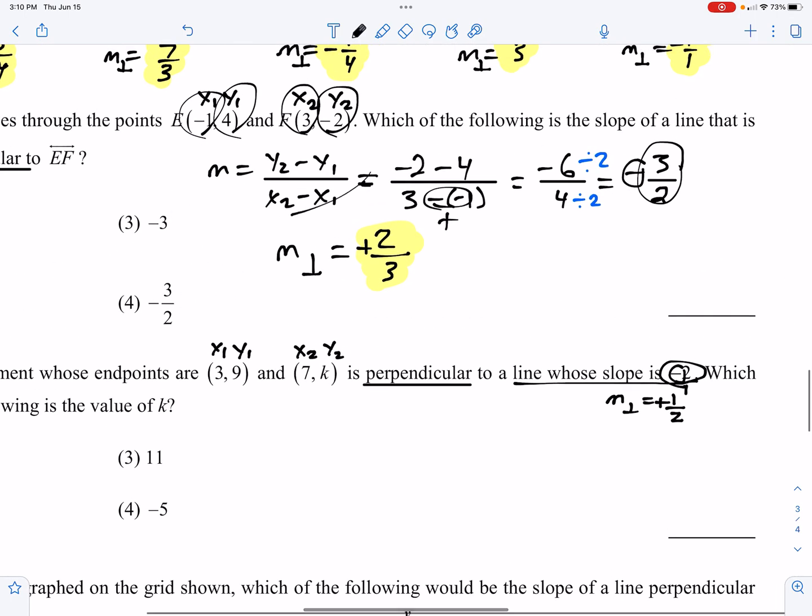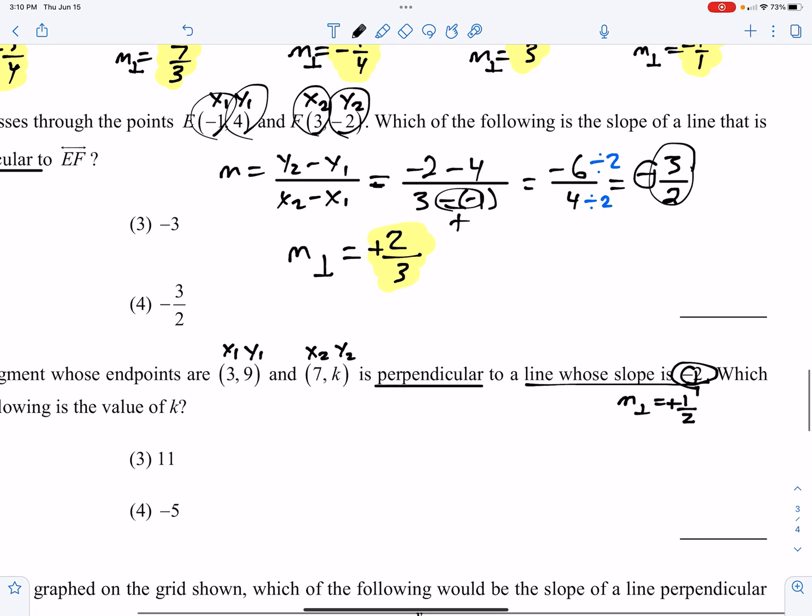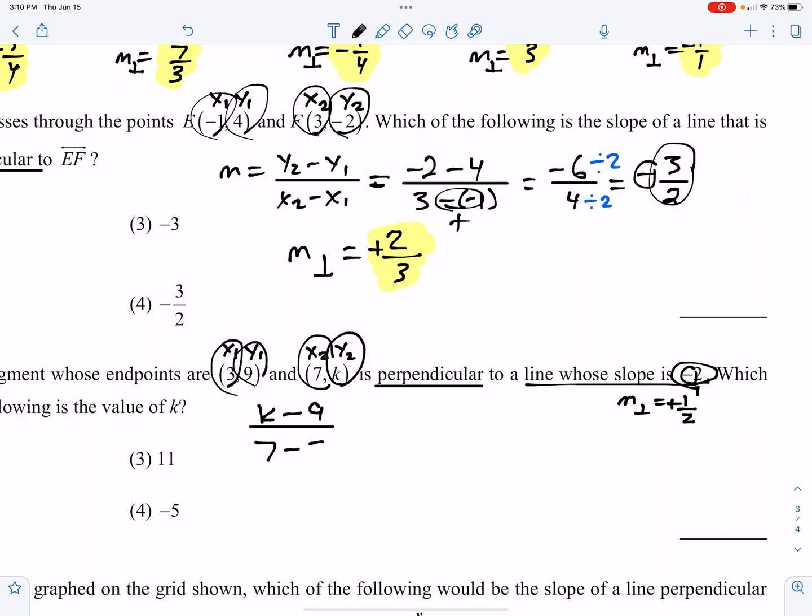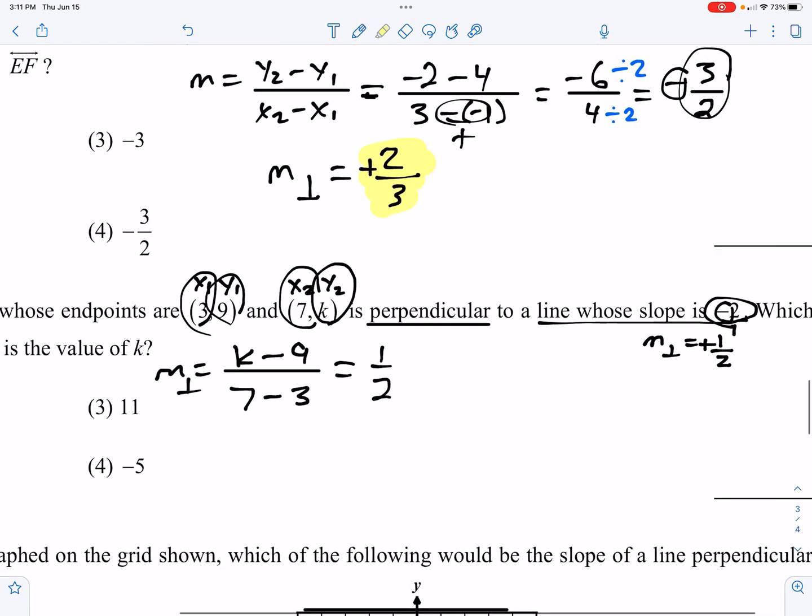So I'm going to use my slope equation here, okay? And so y2, that would be k, minus 9 over 7 minus 3 equals your perpendicular slope, right, which is 1/2. And what we're going to do is solve this equation for k.